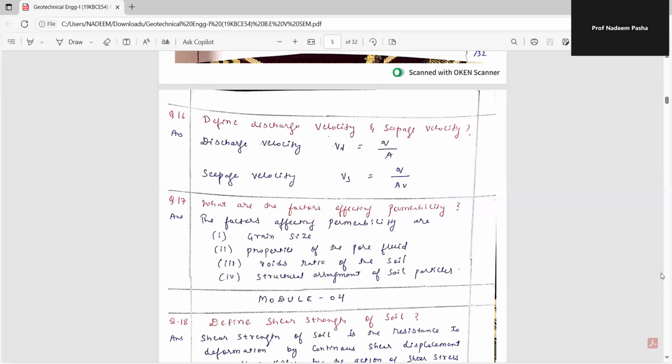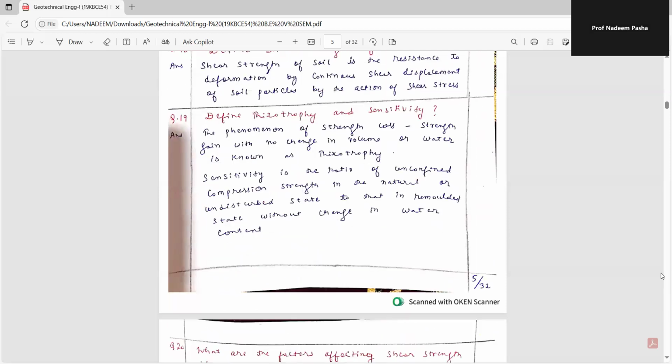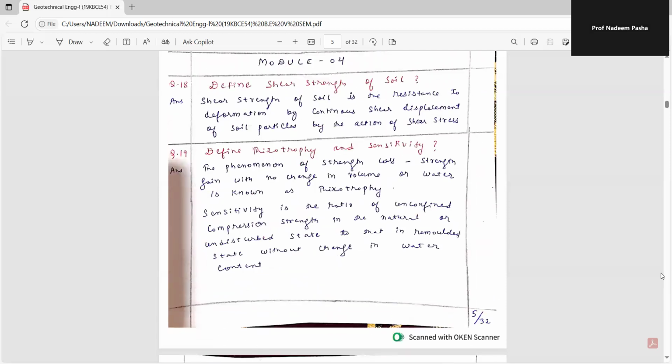Now, module 4 defines shear strength of soil. Shear strength of soil is the resistance to deformation by continuous shear displacement of soil particles by the action of shear stress. So, how are we defining shear strength of soil? Shear strength of soil is the resistance to deformation by continuous shear displacement of soil particles by the action of shear stress.